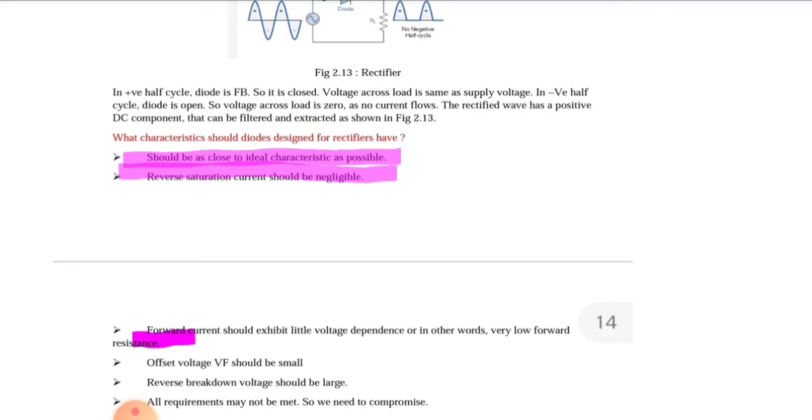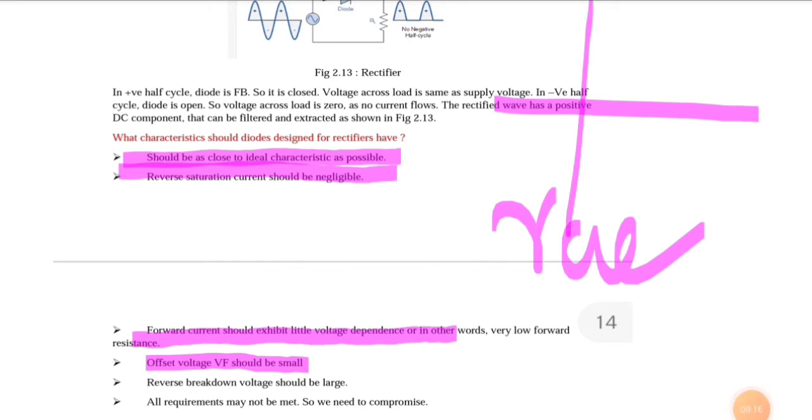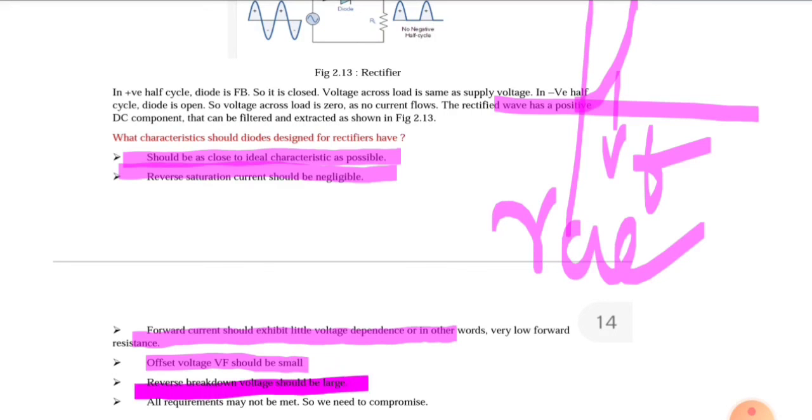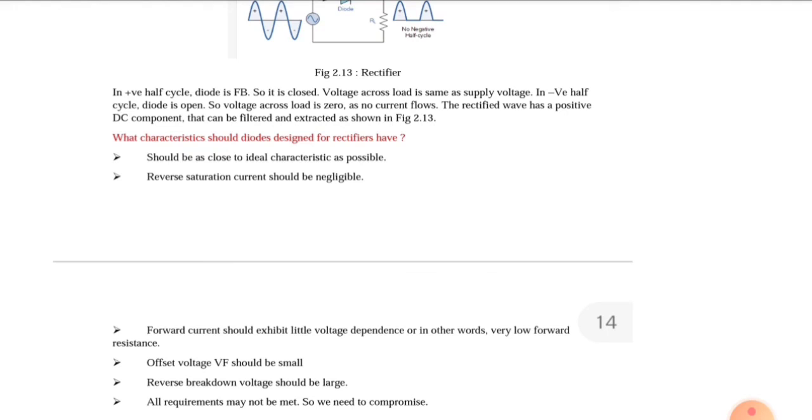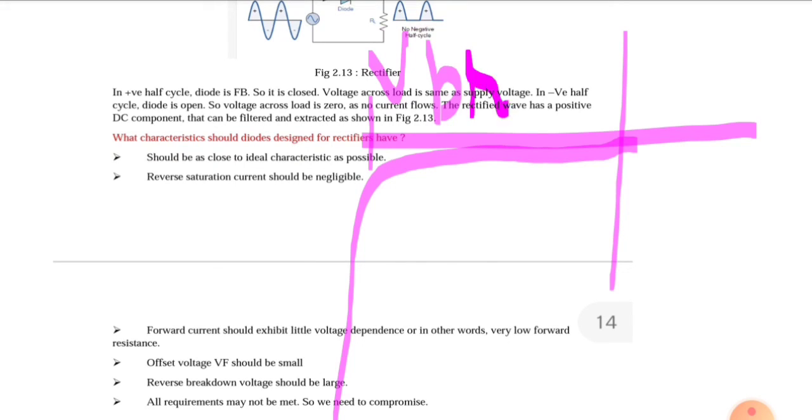And the third point, forward current should exhibit little voltage dependence, or in other words, very low forward resistance. RAC should be very low. Offset voltage VF should be small. That means when we are drawing the characteristics, this VF should be small. Reverse breakdown voltage should be large. That means the region where an abrupt current will flow during reverse bias, this VBR should be very high. It should occur at a very high value. Reverse breakdown voltage should be large.